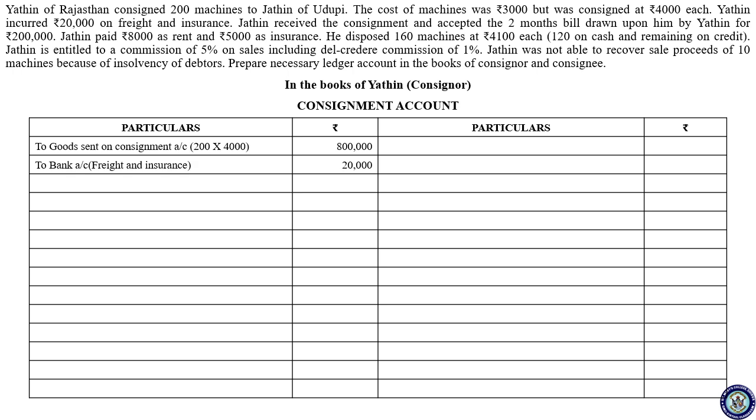So we have to write to bank account, that is freight and insurance. So you can write freight and insurance below the bank and you can take the amount to the outer column. Okay. So to bank, freight and insurance 20,000. The next sentence is regarding bills receivable. So bills receivable is recorded in the consignee's account. Then the expenses incurred by the consignee. So you have to write the consignee's name, that is to Jatin's account. Rent and insurance 8,000, 5,000, the total 13,000.